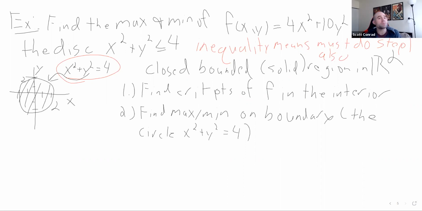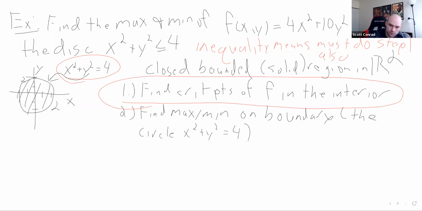So the inequality here means we can't just do Lagrange. We have to do step 1, which is find the critical points of f in the interior of this guy. And then we use Lagrange for the boundary, which we can write using an equation. Any questions about that?